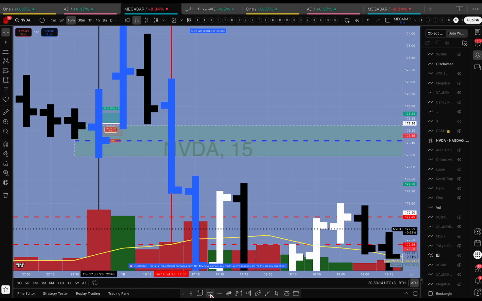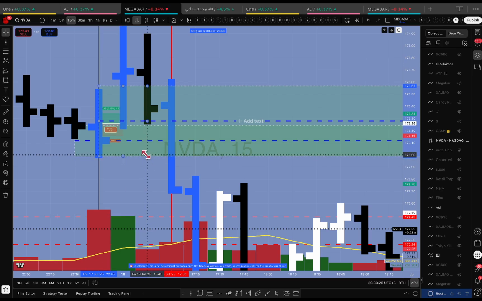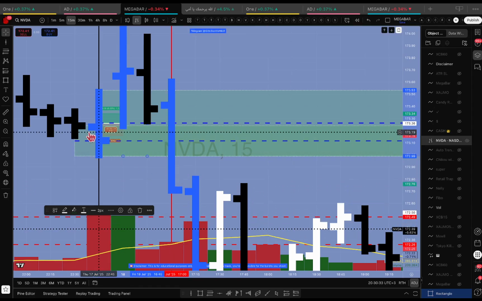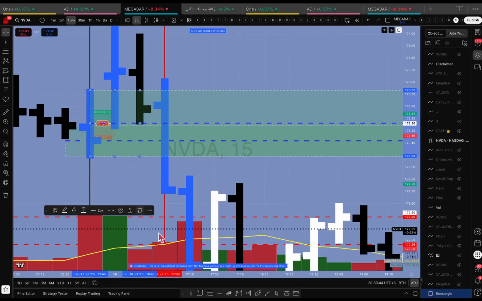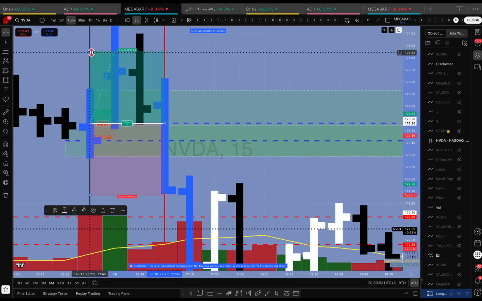I click here. That's the mega bar. I box this one, the initial. Here we go. That's the mega bar I'm looking for. Are we okay? And this is a bearish engulfing. And then I put my take profit. Here you go.